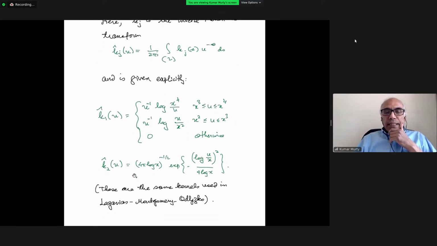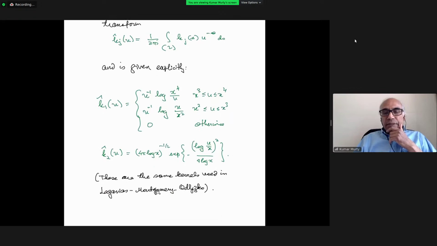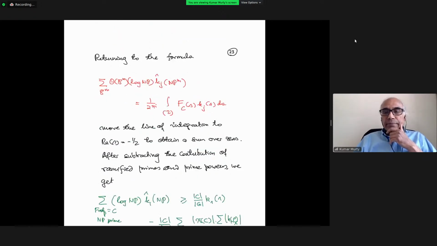So you get this, and as I said, we're not doing anything new here. These are the same kernels that Lagarias, Montgomery, and Odlyzko used, and many other people have used as well. So now returning to this formula, we have this contour integral. This notation means I'm integrating on the line, FCFS times KGFS. I get this thing. Now we'll move the line of integration to the left.